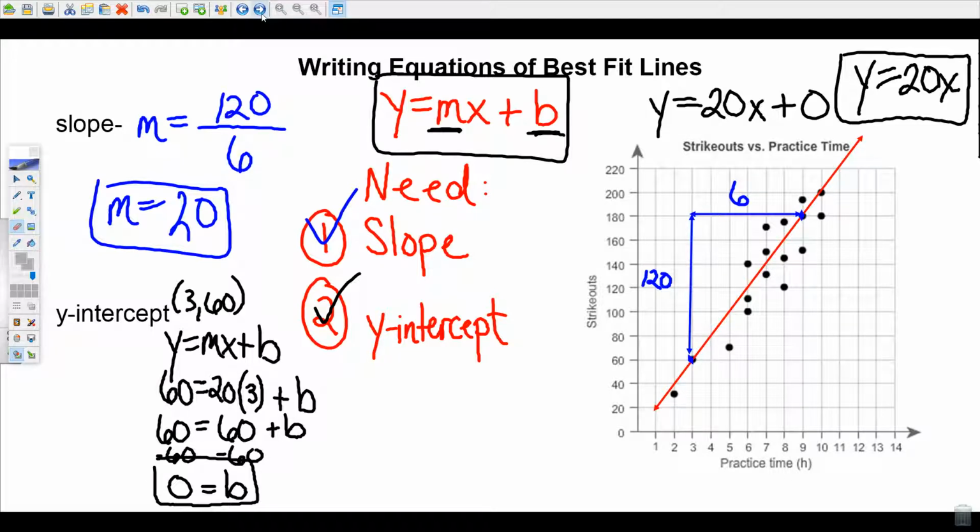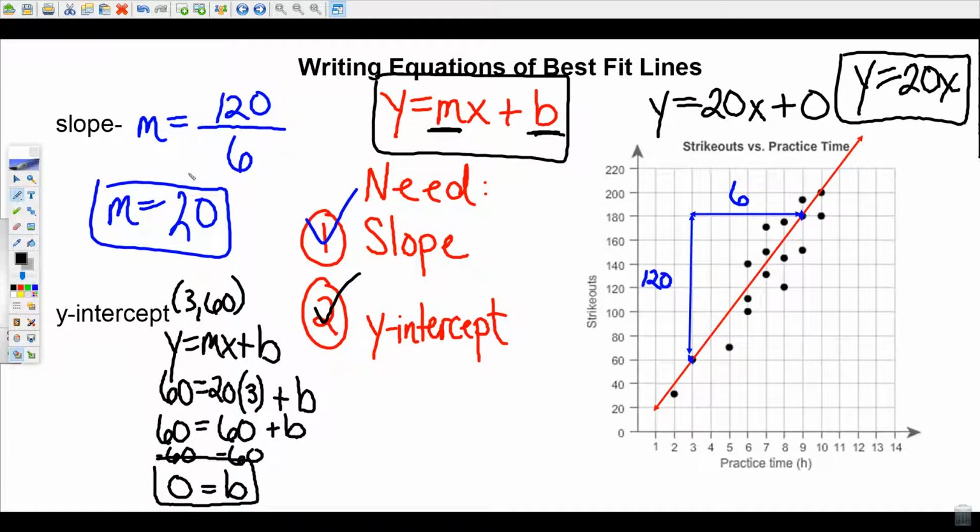First thing we need to identify is whether the scatter plot has a linear association or not. If it's linear, it means it's a positive or negative linear association. We can draw a best fit line. So that's the red line that we have here. Draw the best fit line through the middle of the data points so that all the points are fairly close to the line. And then we need to make sure that we have a couple lattice points.